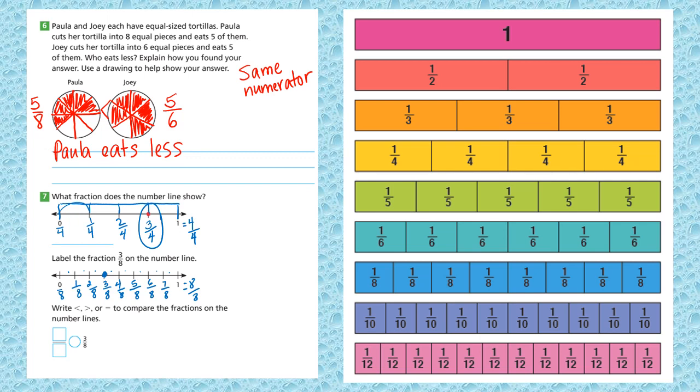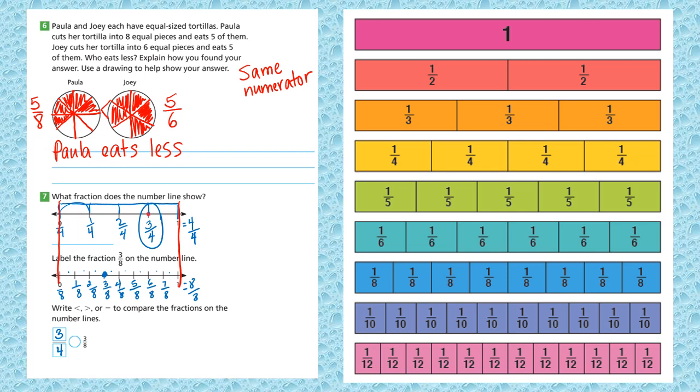And then write less than, greater than, or equal to compare the fractions on the number lines. So my first fraction was 3/4, so I'm going to go ahead and fill that in here. And my second fraction was 3/8, and it's written for us. So now we just have to compare those two, 3/4 and 3/8. We can use our number line. The wholes are the same size. The 0 starts here, the 1 ends here.